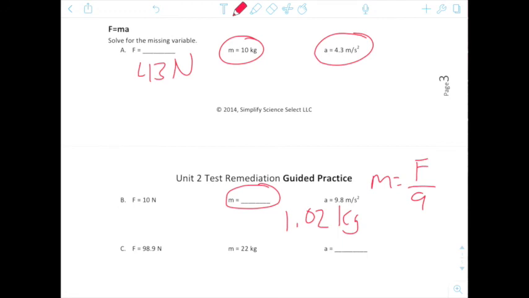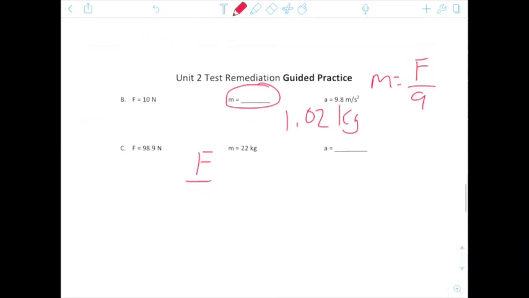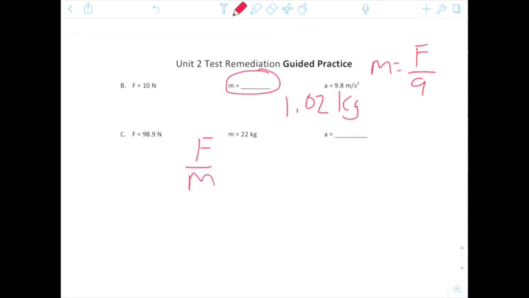And then lastly, we have a force and we're solving for acceleration, and that's just going to be our force all over our mass equals acceleration. So our force of 98.9 newtons divided by 22 kilograms is going to give us an acceleration of 4.495 meters per second squared.